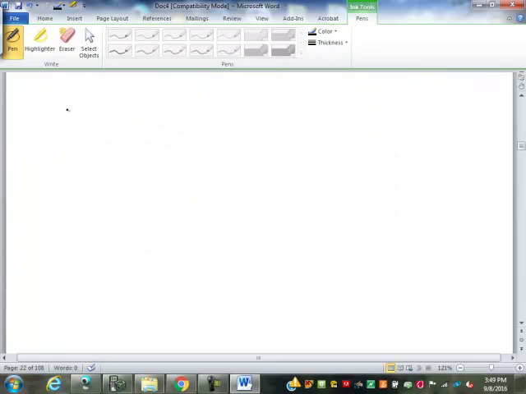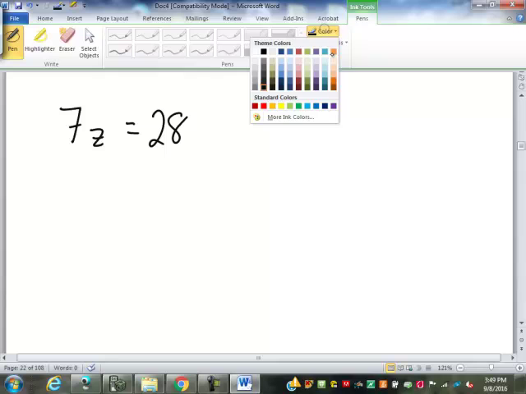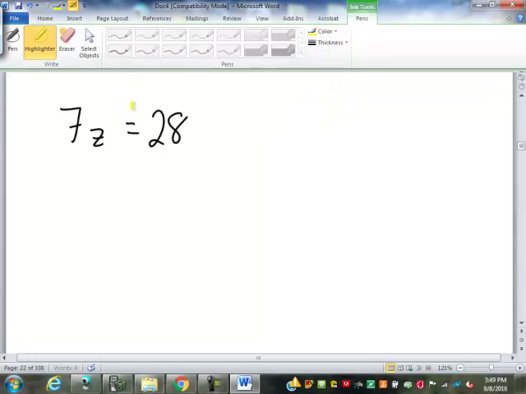So what if I have 7z equals 28? So I find my equal sign right there. Identify where my variable is. What's keeping z from being alone?